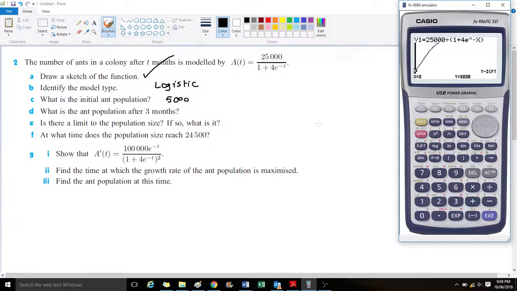What is the ant population after 3 months? Okay, to do it manually, put 3 into the equation, or again, we can g-solve. Okay, this time we're calculating y given x. x is equal to 3. All right, 20,848.